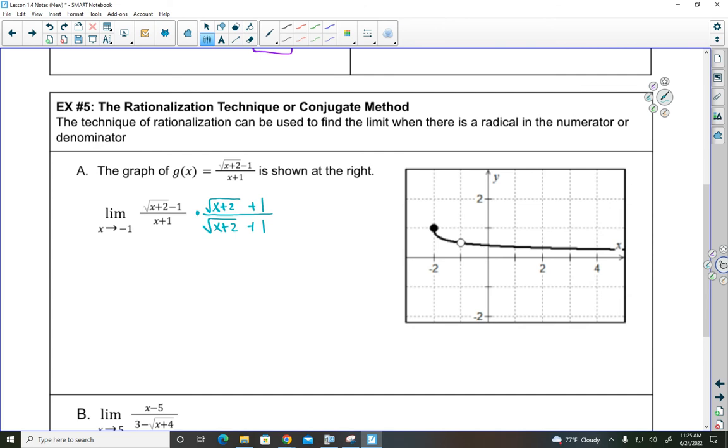Here we go. Square root of x plus 2, I have to distribute the numerator. Square root of x plus 2 times the square root of x plus 2 is going to be just x plus 2.